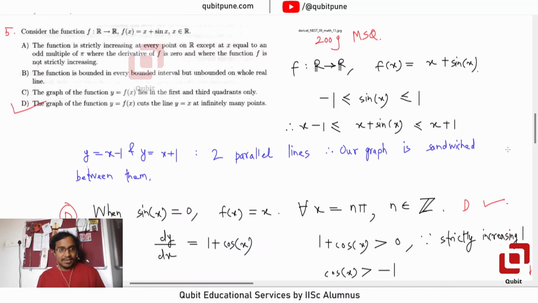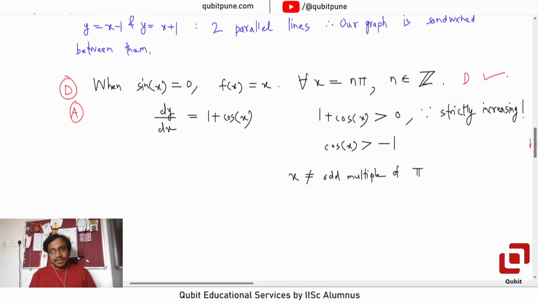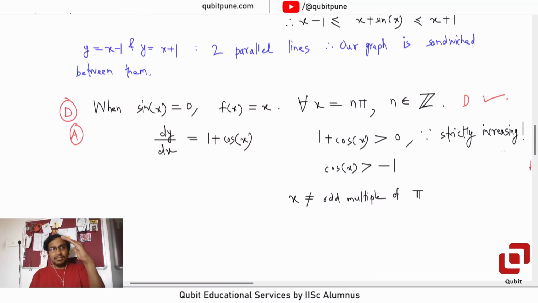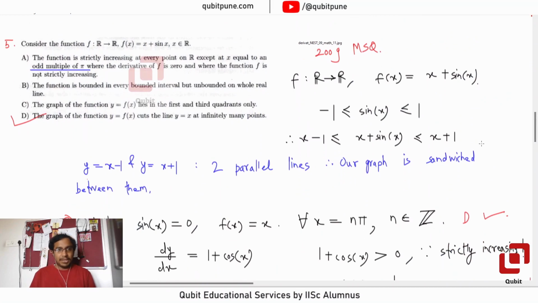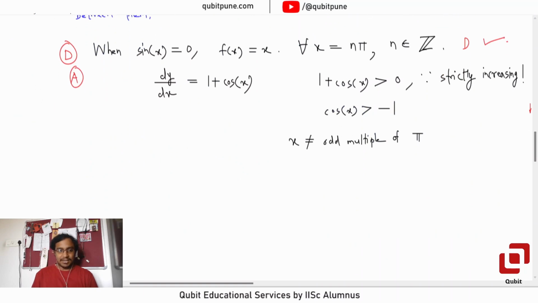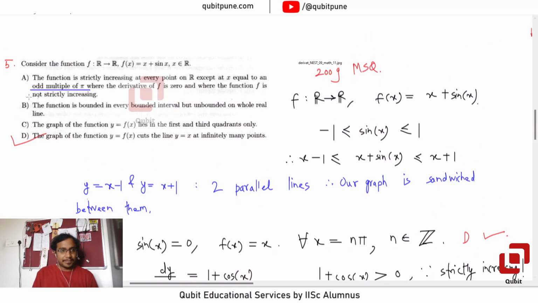Now let us read option A. They say the function is strictly increasing at every point in R except at x equal to an odd multiple of pi. At least that part is true, where the function's derivative is 0, true, and where the function is not strictly increasing. Yes, that's true, because the derivative is 0, that tells us that the function momentarily becomes flat there, like an inflection point. So option A is correct.